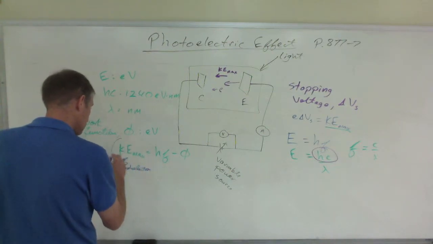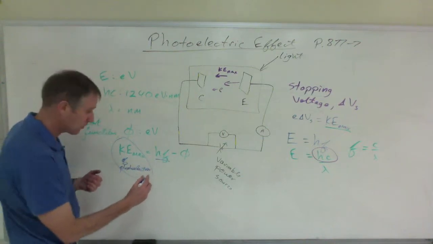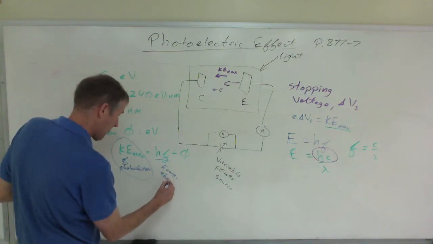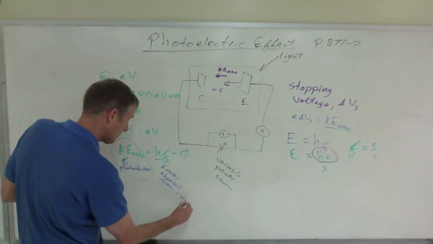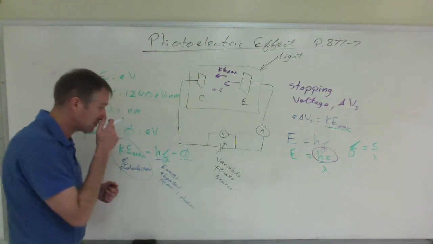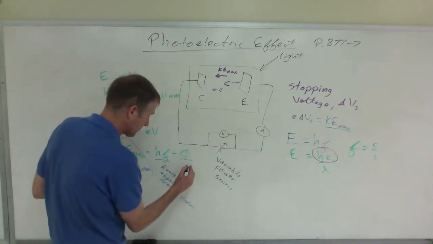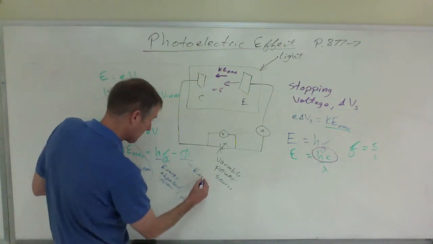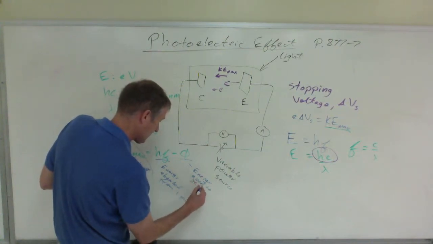Photoelectrons. That's this. This is the energy absorbed by the electron from one photon. And that's the energy spent getting away from the metal. The energy required to get away from the metal, and then it has to use that energy to get away from it. So that's the work function. This is an energy equation, all in electron volts. All right, energy needed to get away from the metal.